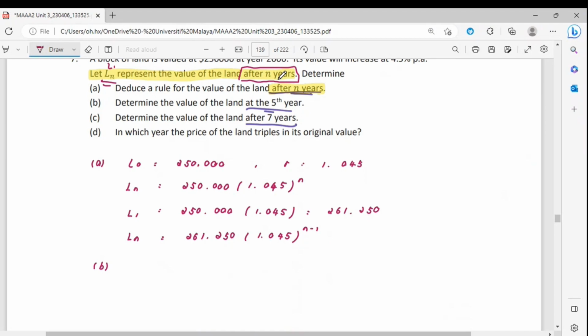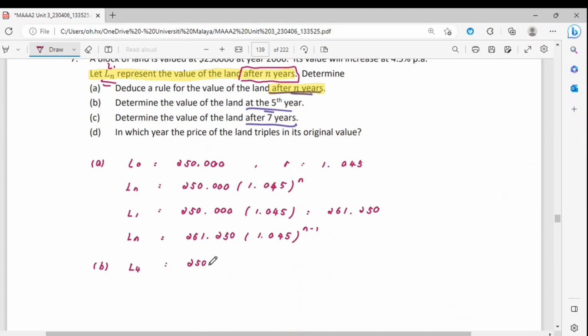we are going to fit into this situation to solve the question. So for example, when we look at part B, determine the value of the length at the 5th year. So this question, the ln doesn't stand for the value of the length at the n year though, it stands for after n year. So I need to think about, if let's say today I want to find the value of the length at the 5th year, is it equivalent to the value of the length after how many years? So that's why at the 5th year, meaning that you already go through 4 complete years. So the value of the length at the 5th year is basically the same as the value of the length after 4 years. So that's why in this case, we are putting it as T4.